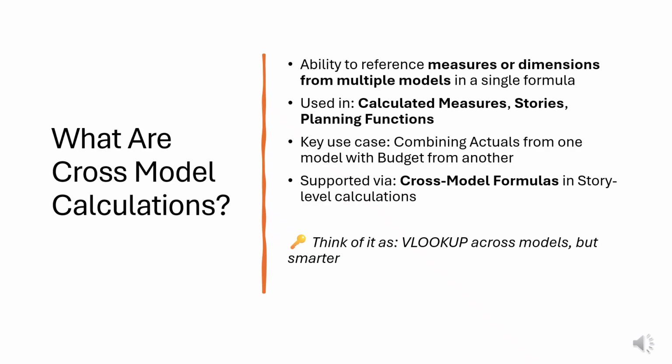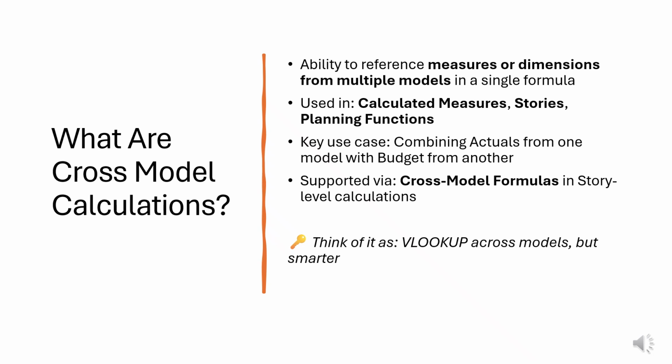Now, what exactly are cross model calculations? Simply put, they allow you to write a formula that references data from more than one model in SAC. For example, imagine you have your actual financial data in one model and your budget data in a separate planning model. To calculate the variance, that is actual minus budget, you need to pull the data from both models simultaneously. Cross-model calculations make this possible.